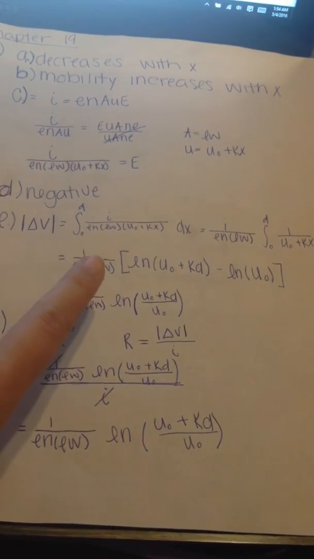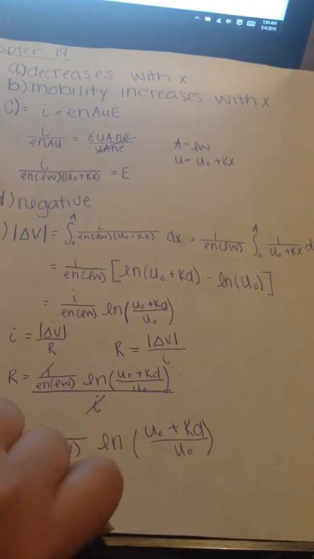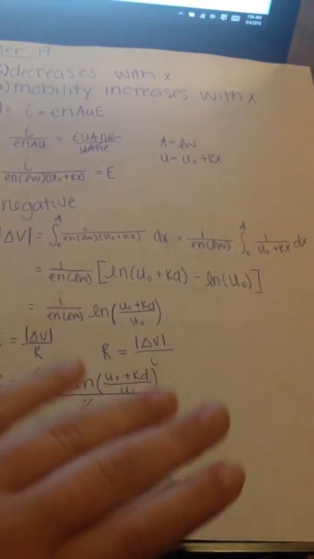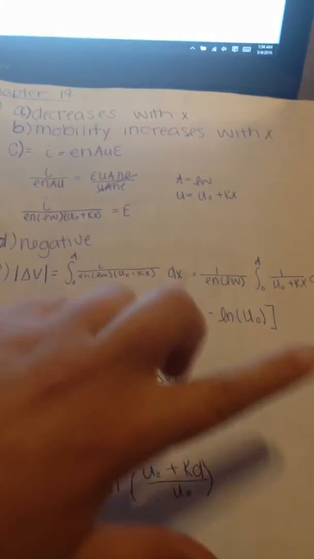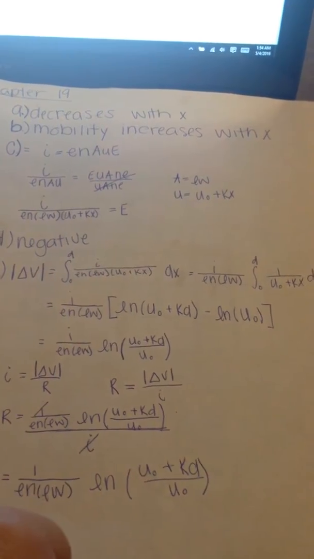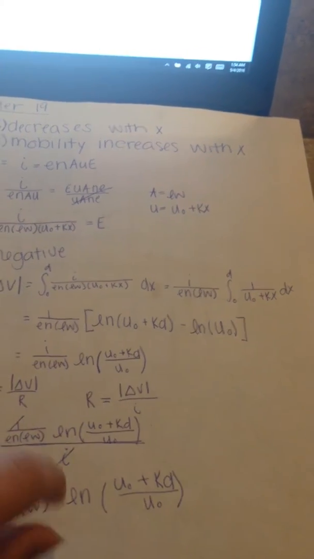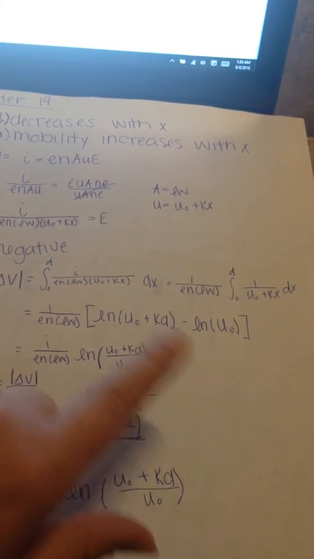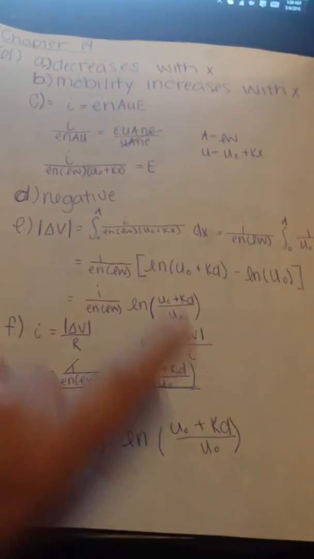And so we know that I over EnLW is a constant because it doesn't have x included, so we're just left with 1 over u sub naught plus kx dx. And we're just going to solve that, take the integration of that, which is going to be the ln of u sub naught plus kd minus ln of u sub naught. And that's going to be the simplification of that. We know that according to the natural log rules, we can divide those, same thing as subtracting, so that's what I did here, just simplified that.